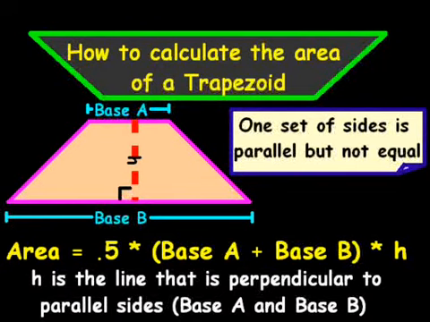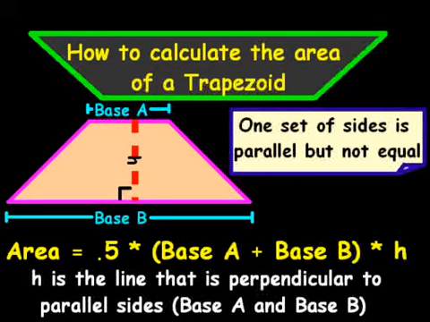And it doesn't have to be up, down, it can be sideways. In this one I have it up, down, but a trapezoid could be drawn in any direction. And base A and base B, you can mix them up. You can have B on top, A on the bottom. You need the two sides.